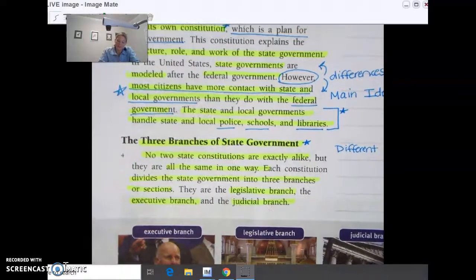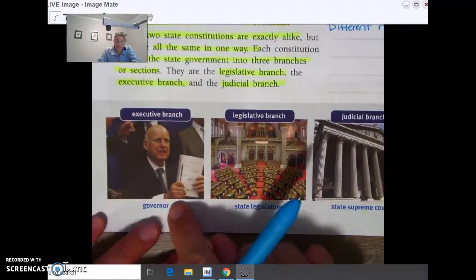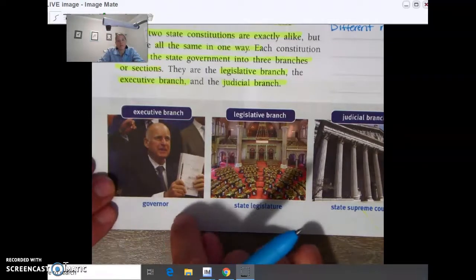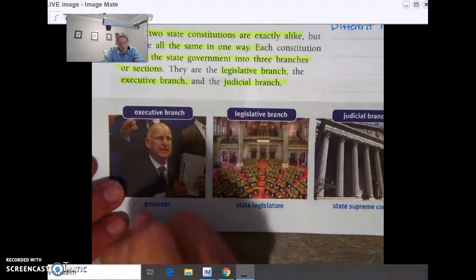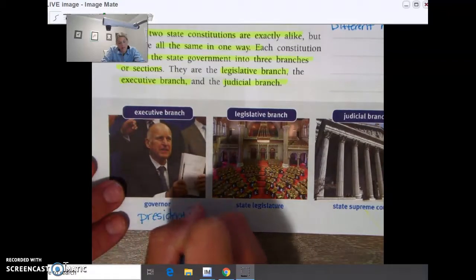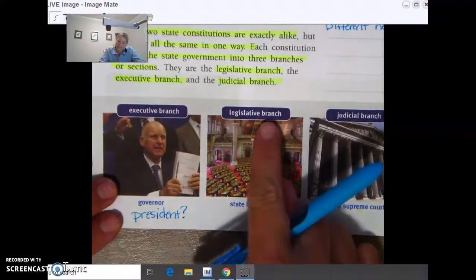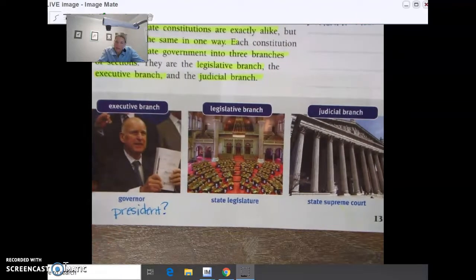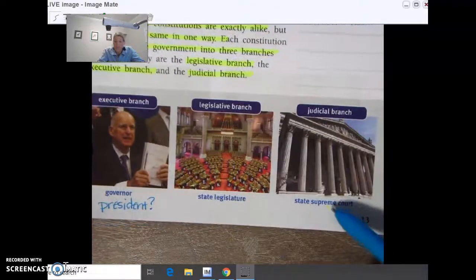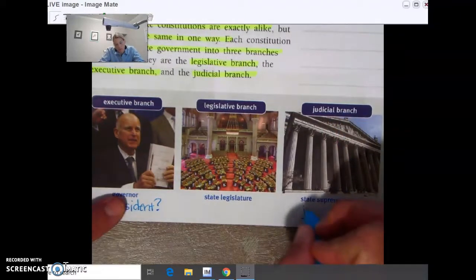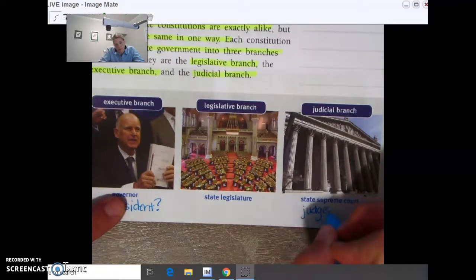I wonder what each of them do. Here it shows us that the governor is our executive branch. So I wonder who the executive branch would be on the federal level. If the governor is our executive branch, I bet it's the president. Legislative branch, that's a very big word I'm not sure about. And judicial branch. Oh, I see state Supreme Court, judicial, judge. So maybe these are the judges. Let's see if we're right.